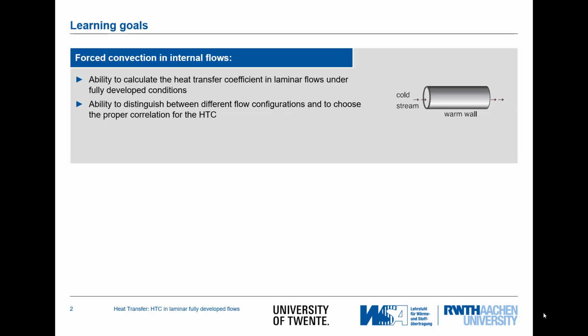The learning goals in this video are as follows. First of all, I want you to have the ability to calculate the heat transfer coefficient in laminar flows under fully developed conditions and in a simple way for the case of a constant heat flux boundary condition. The second part is the ability to distinguish between different flow configurations and choose the proper correlation for the heat transfer coefficient.